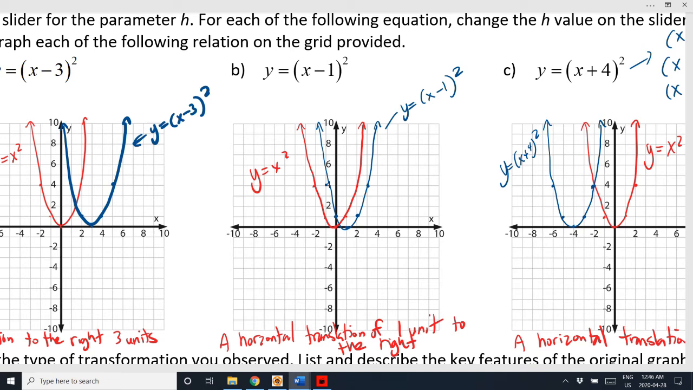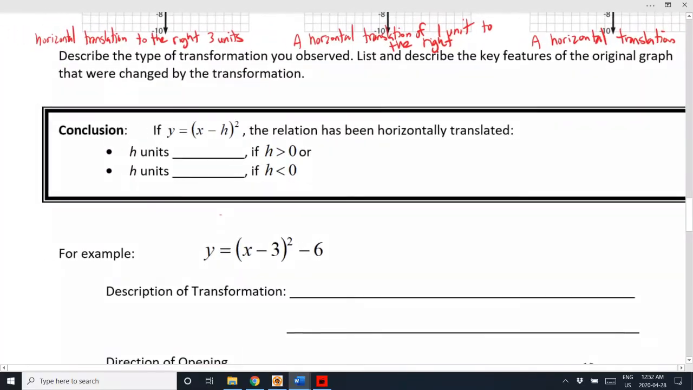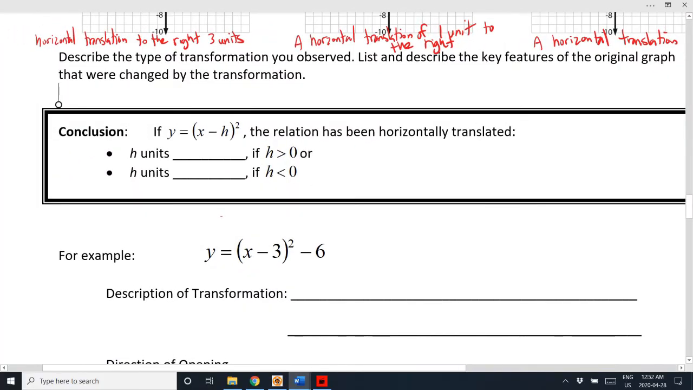Now let's summarize our findings. So in conclusion, if y is equal to (x minus h) squared, the relation has been horizontally translated h units right if h is bigger than 0, and h units left if h is less than 0, or if it's a negative number, in other words. Just be careful with that negative h. A lot of times we see that negative and we automatically think move to the left, but it's going to have that double negative sign, and it's going to look positive when we have to move it to the left.